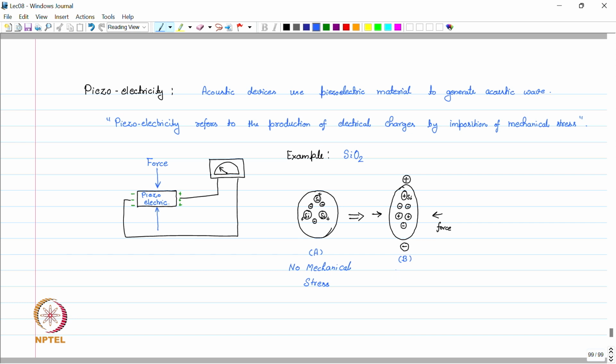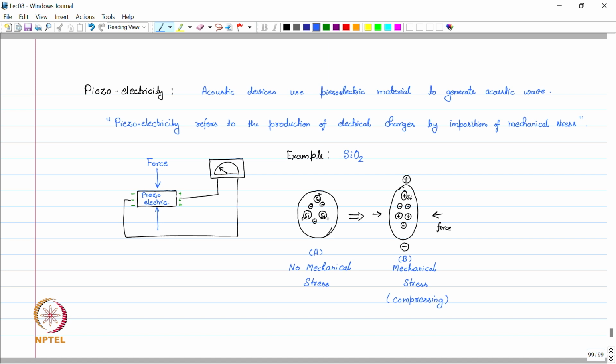This is the case when compressive mechanical stress is applied, or we can say the positive mechanical stress is compressing. So when we are compressing this material, there is a positive charge on the top and negative charge on the bottom.